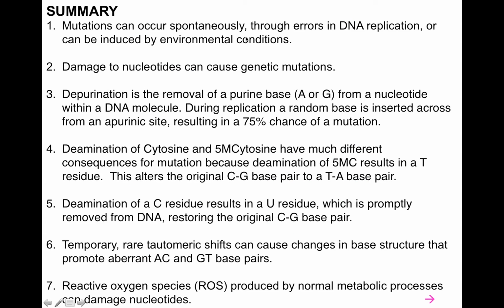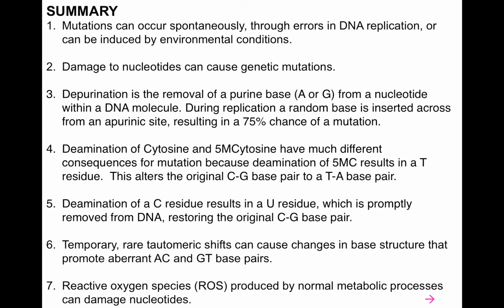Mutations can occur spontaneously through errors in DNA replication or can be induced by environmental conditions. Damage to nucleotides can cause genetic mutations. Depurination is the removal of a purine base, an A or a G, from a nucleotide within a DNA molecule. During replication, a random base is inserted across from an apurinic site, resulting in a 75% chance of a mutation.